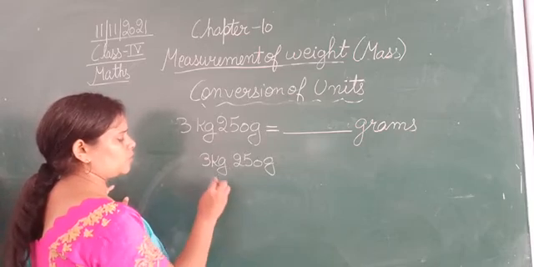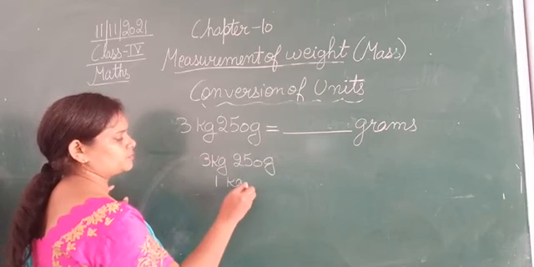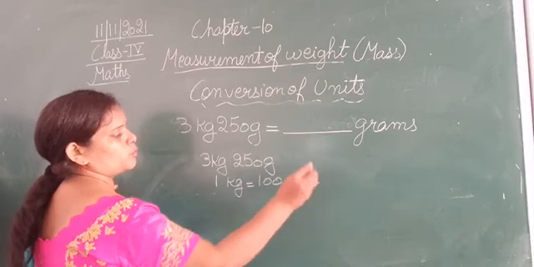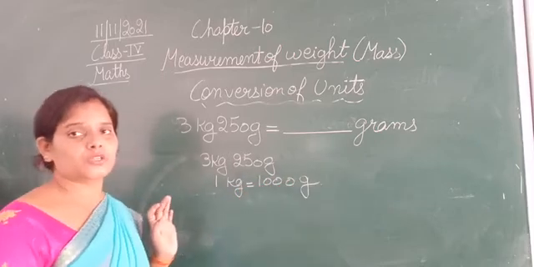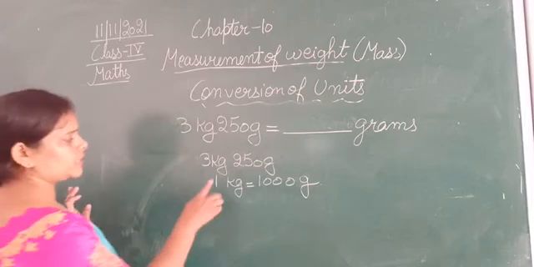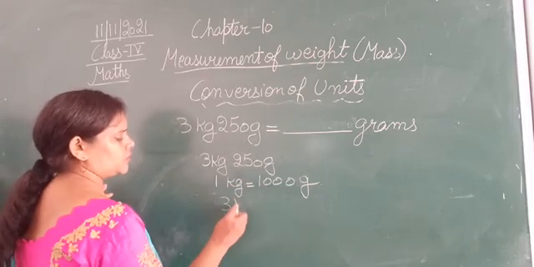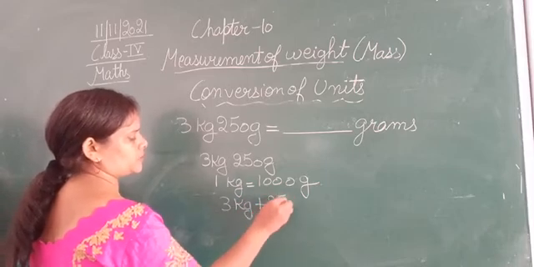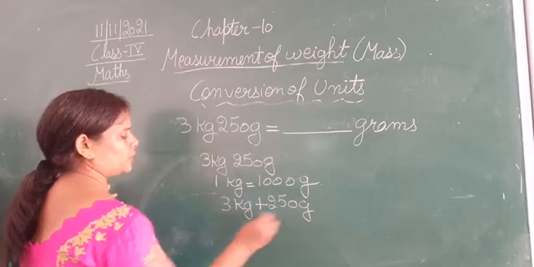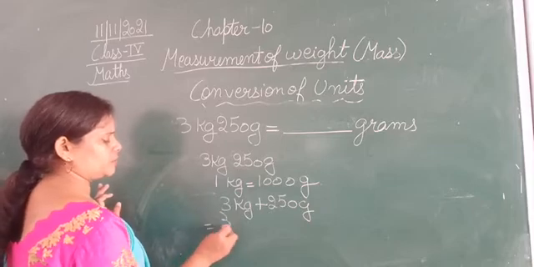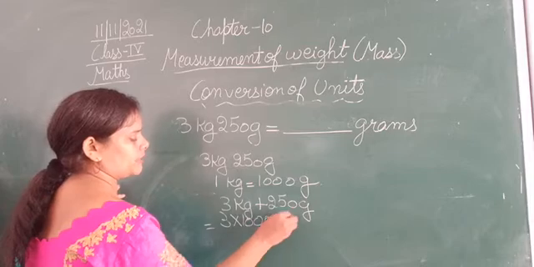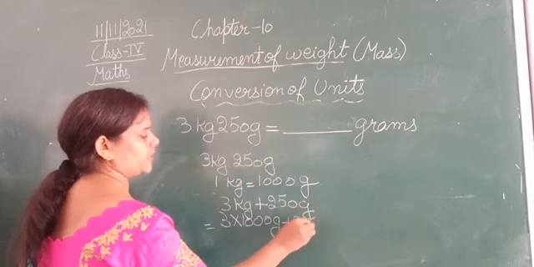As we all know, 1 kg is equal to 1000 grams. So this is 3 kg plus 250 grams. For converting kg into gram, we will multiply 3 with 1000 and it will become grams, and 250 is already grams.